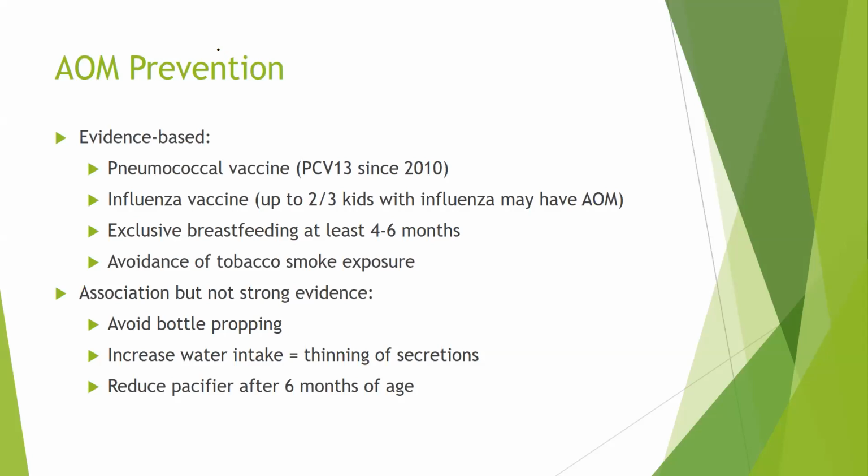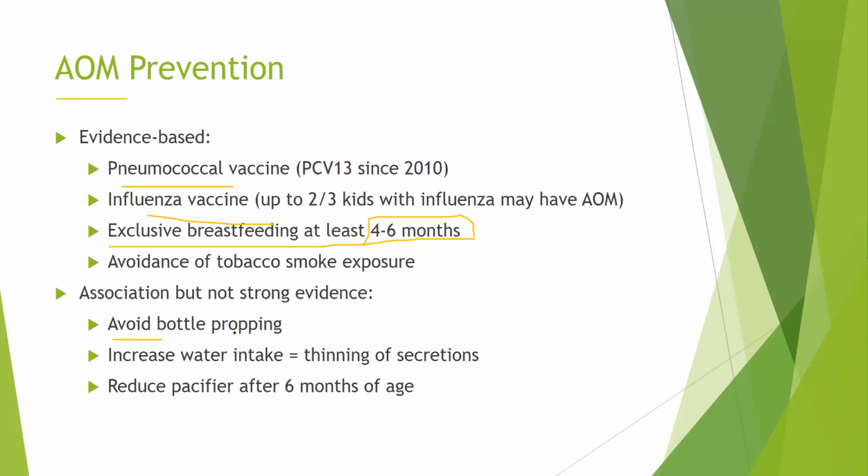Evidence-based prevention of acute otitis media is the pneumococcal vaccine. Influenza vaccine is always a good plan for these, and exclusive breastfeeding till 4-6 months, because mom's going to give the baby the antibodies. The baby will be less likely to suffer from some of these bad pathogens because they've already got a functioning immune system when they're young. We also want to avoid exposure to tobacco and smoke.